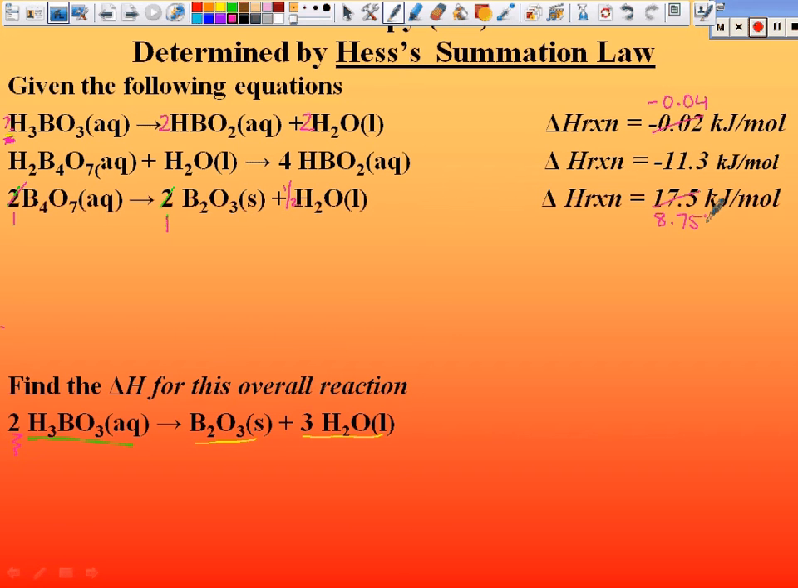Now we've got this thing in the middle that's going to be aggravating to us. No, something doesn't look right. No, because the H2B4O7 won't cancel, will it?